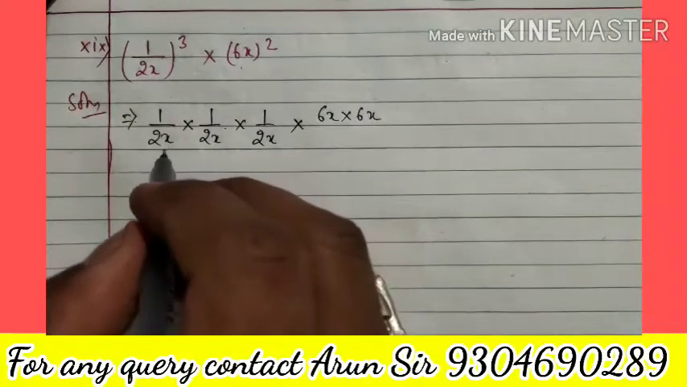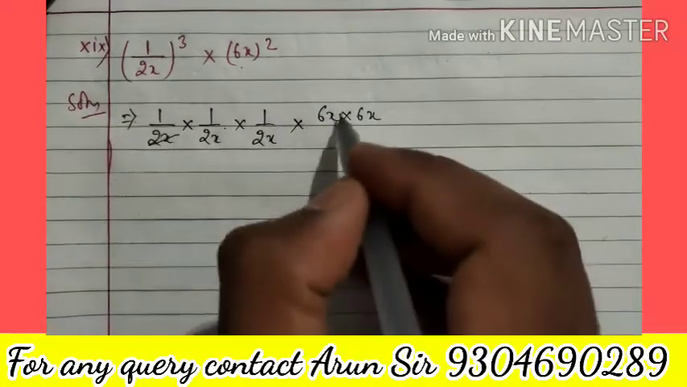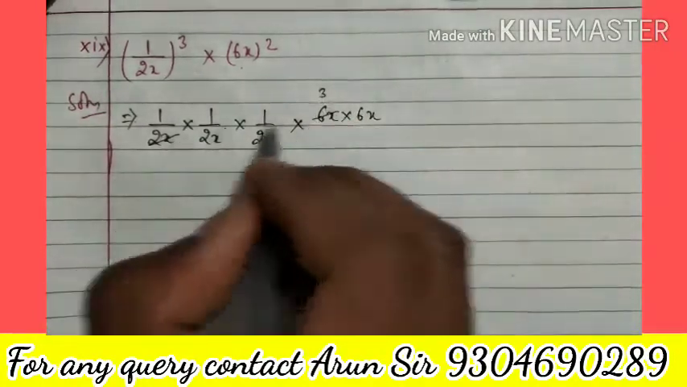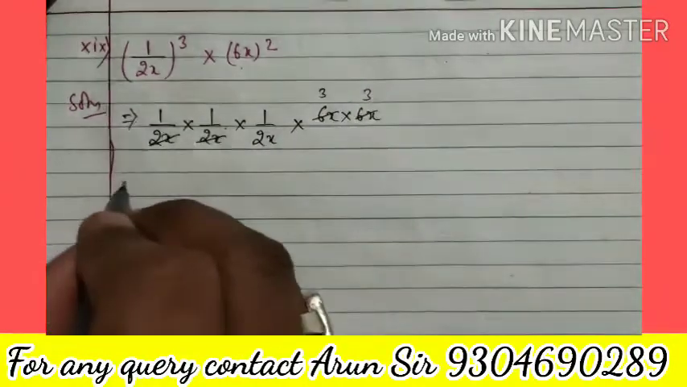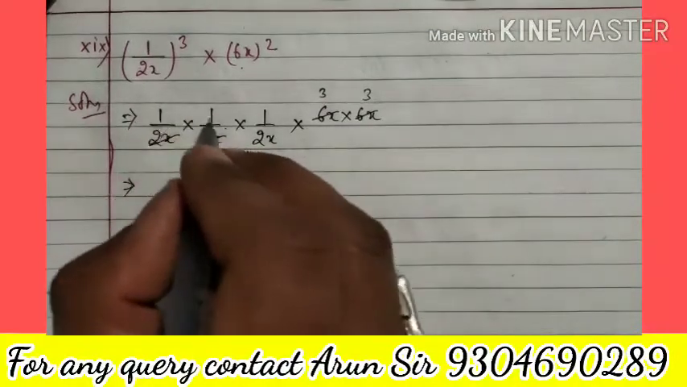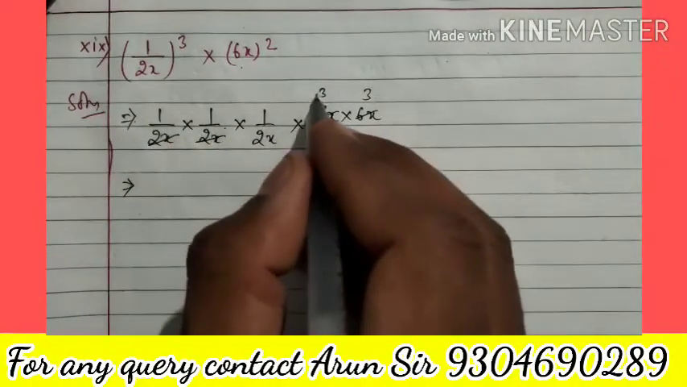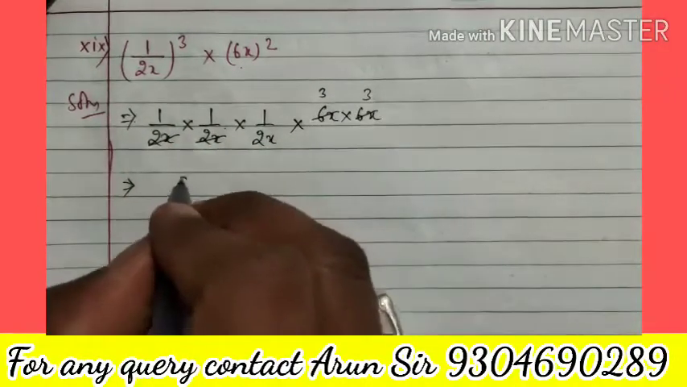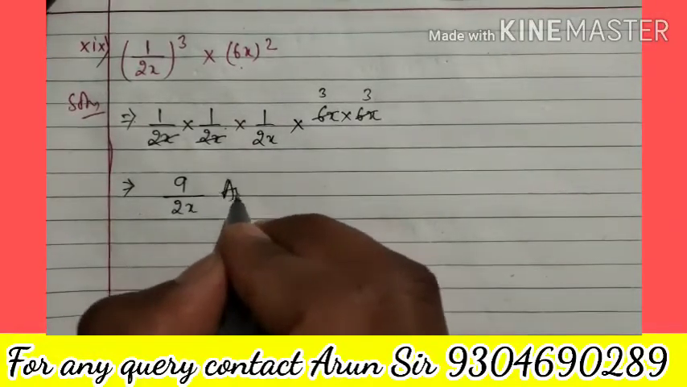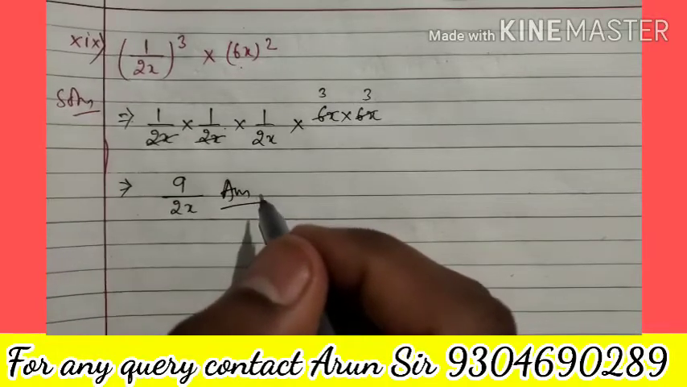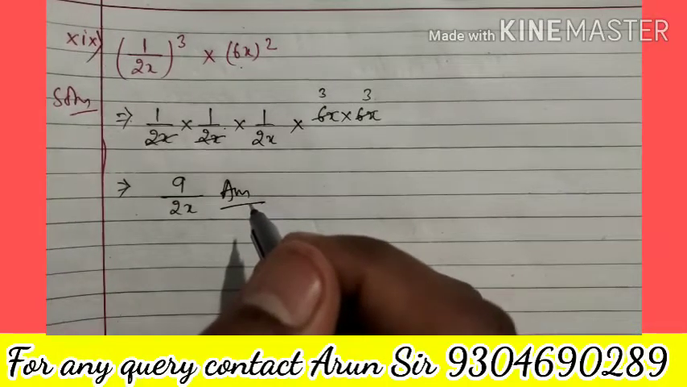Now we will cancel the term 2x 3 times. 2 3s are 6, x cancelled, here also 2 3s are 6. Now here we can say that in the numerator part 1 into 1 into 1 into 3 into 3, 3 3s are 9, by 2x. This will be our answer. Next we will see question number 20.